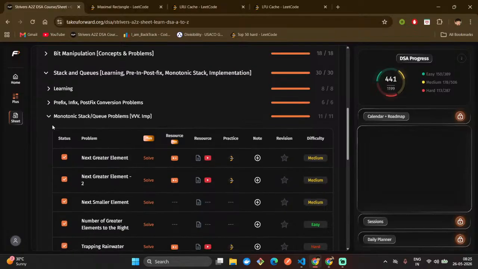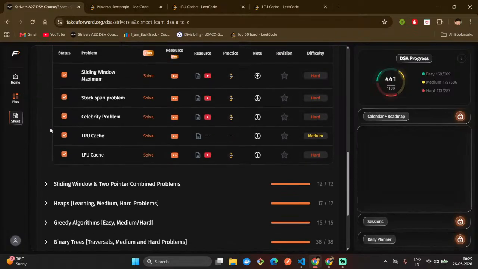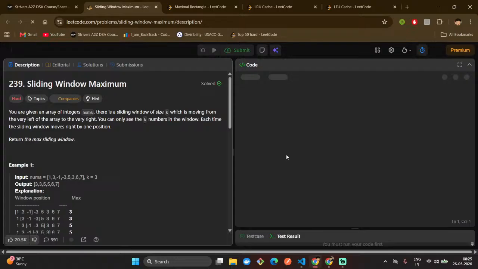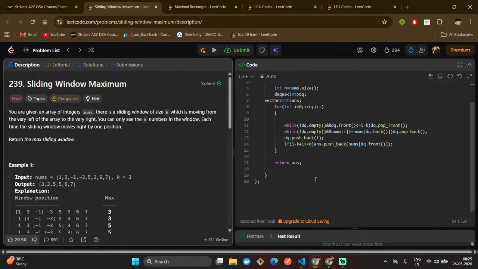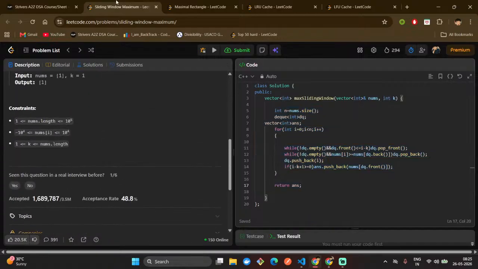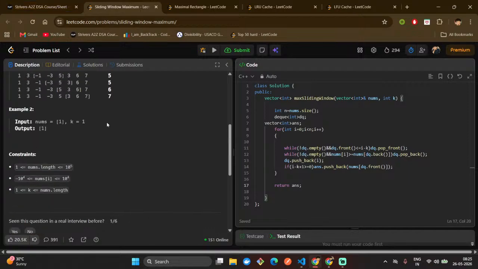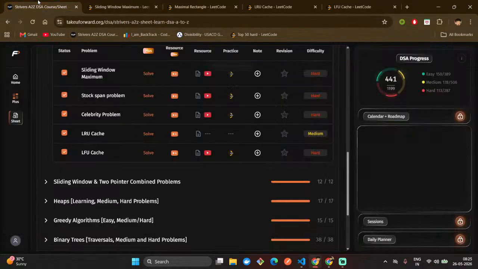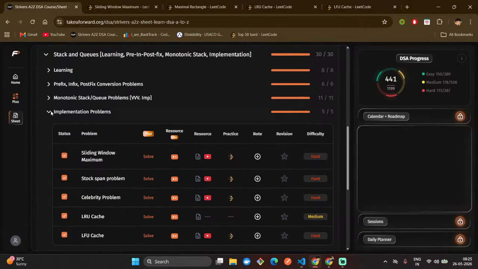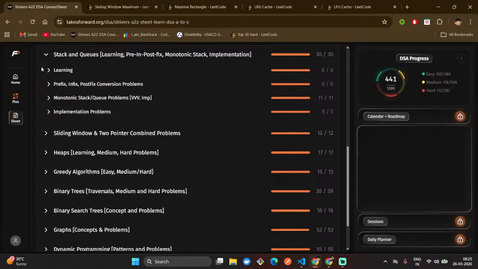So I solved this problem fully. Tomorrow, this is using only a deque. It's a deque problem. You can use the other approach, like a sliding window, but I use sliding window with a deque. Now for this stock span, I just solved it. And the celebrity problem is a very easy problem, I solved it. Now we have this and this problem, so I can solve them tomorrow.